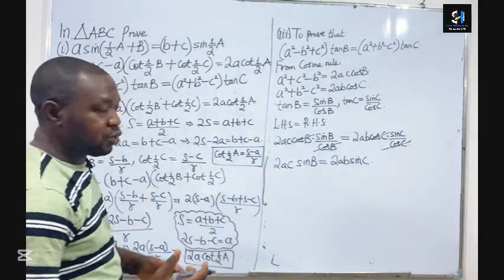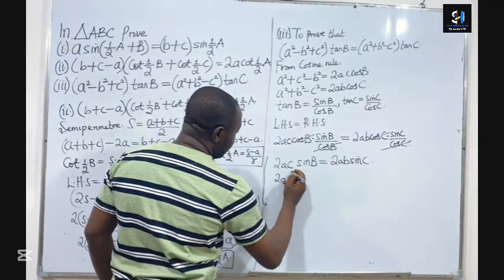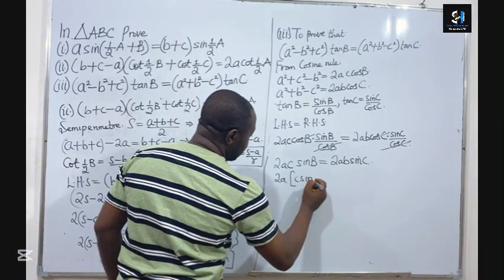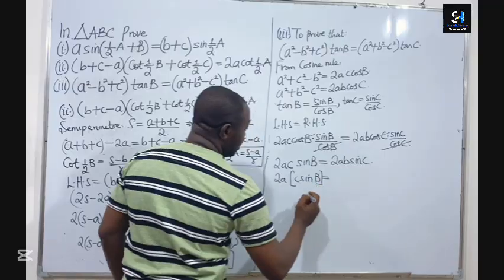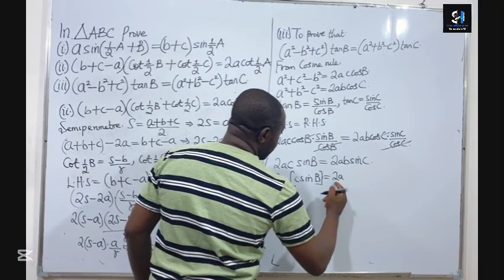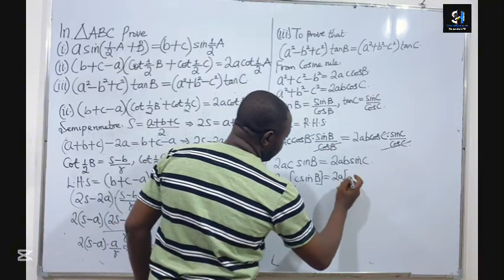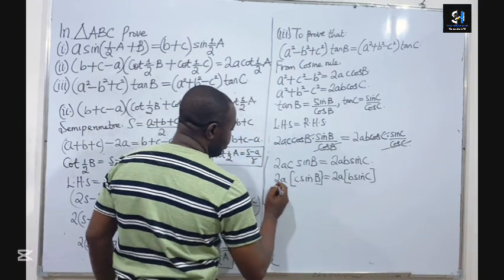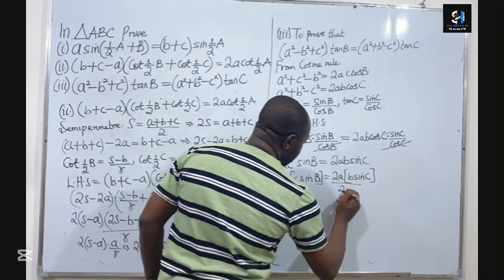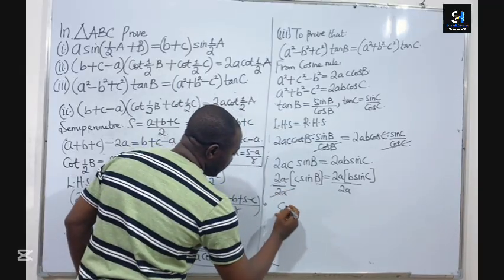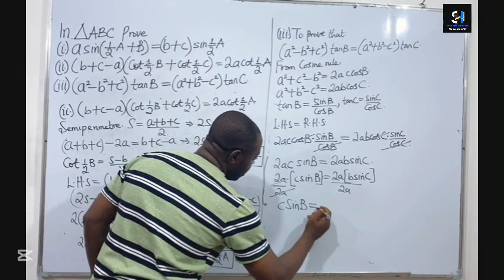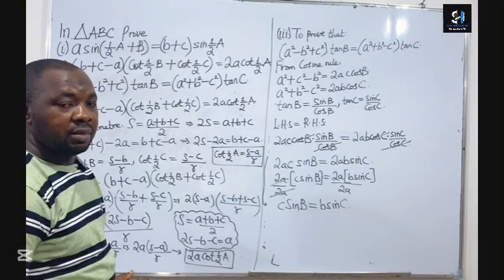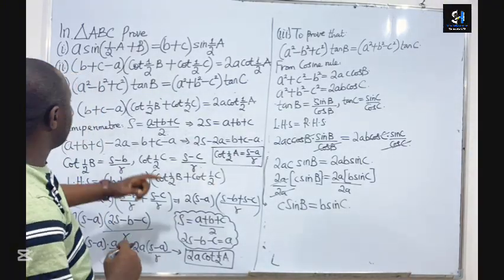Now 2a is common. We have 2a square bracket c sine B equal to 2a, which is also common on the right hand side, square bracket b sine C. So if you divide both sides by 2a, we're going to have the left hand side to be c sine B and the right hand side to be b sine C. Now let's go back to the sine rule.